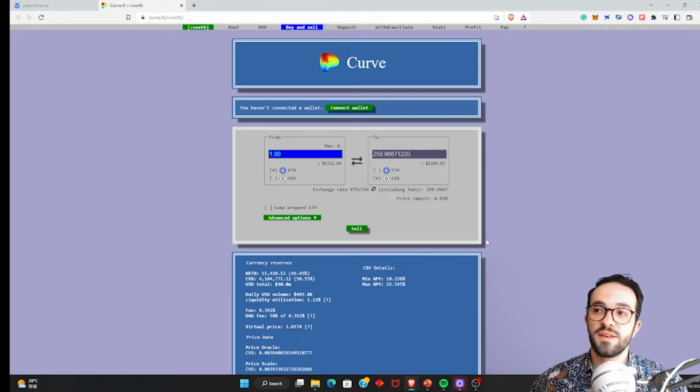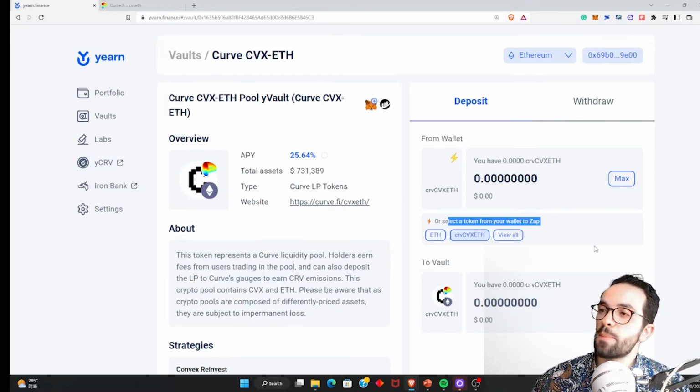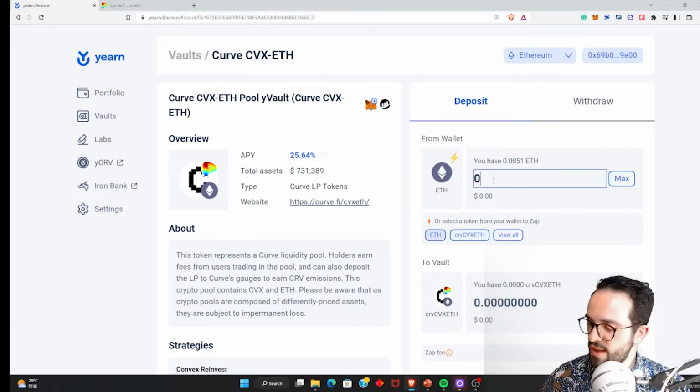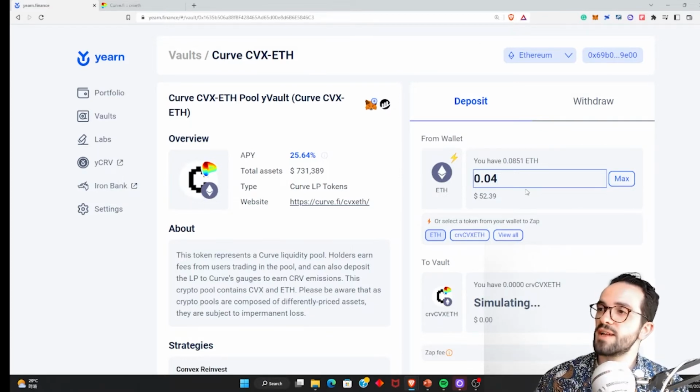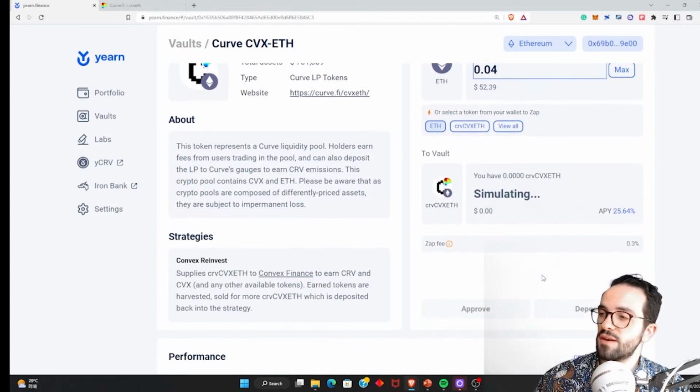But in this case, instead of going through these steps, I can just come here to Yearn and use these zap functions. So I want to click here, ETH. It switched to ETH, and now I'm going to select an amount. Let's deposit 0.04 ETH, and this is now simulating the amount.